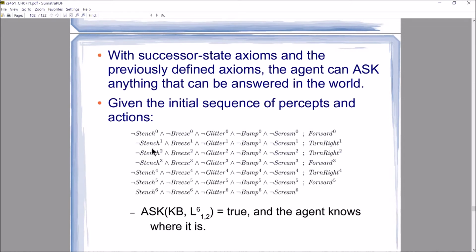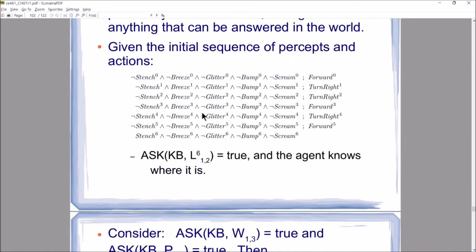Given all of those percepts and all of those actions, after turn 6, or on turn 6 I should say, the agent can determine where it is. Given all the information in our knowledge base, you can ask the knowledge base on turn 6, am I in location 1 2? And that would evaluate to true, and the agent would be able to deduce where it's located within the Wumpus world.